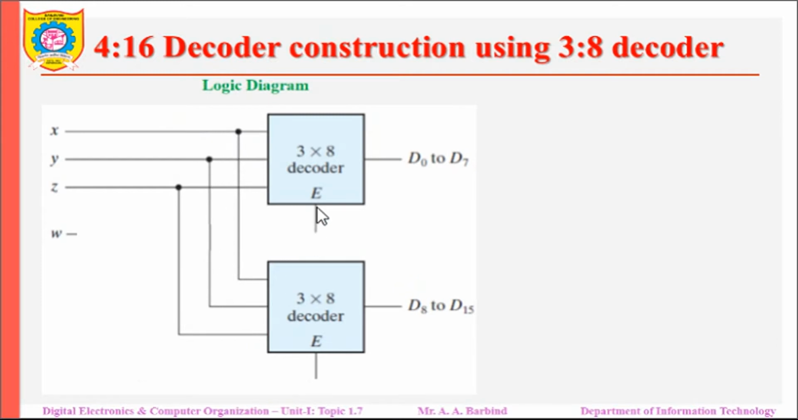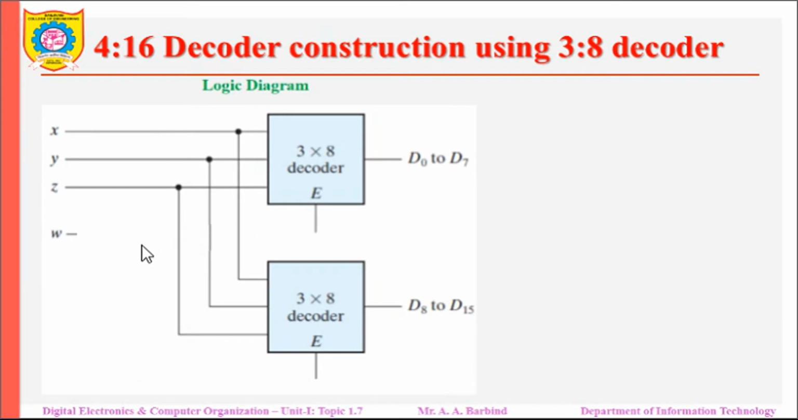This particular decoder has an enable input also. Here, 3 is to 8 decoder means there are 8 outputs, though a single line is shown here. That single line represents 8 outputs, D0 to D7, whereas the outputs of the second decoder will be relabeled as D8 to D15 of the 4 is to 16 decoder.